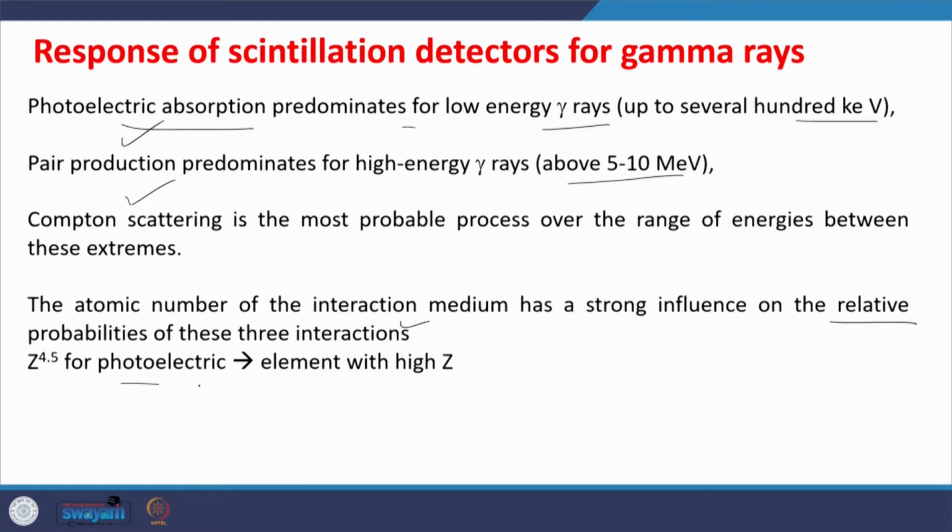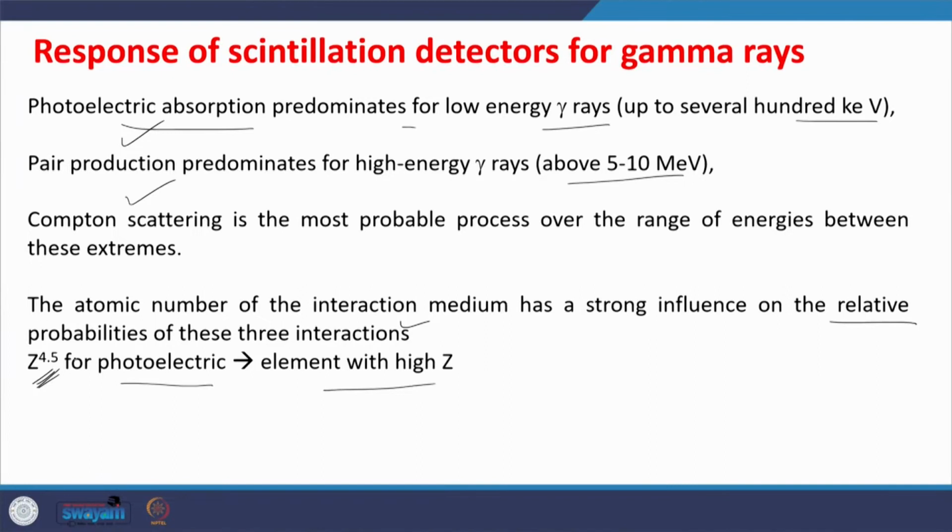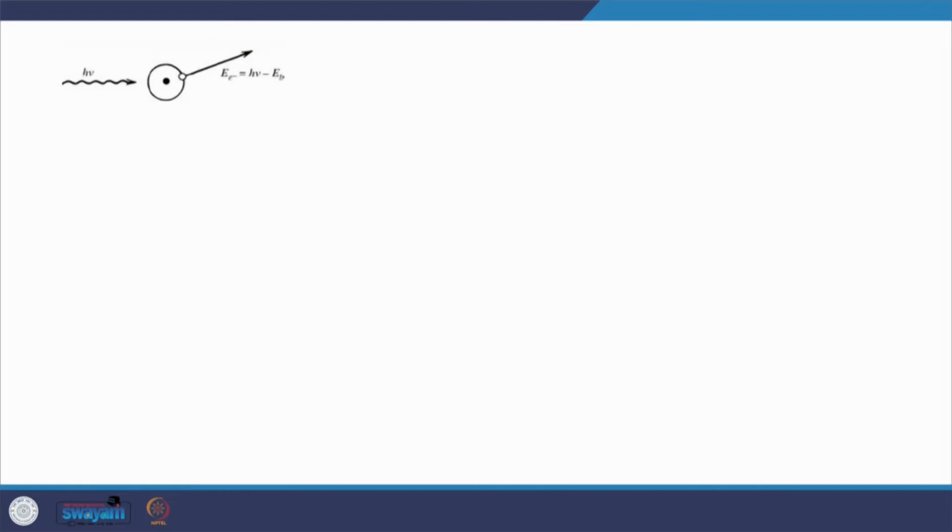So, for the photoelectric effect, an element with high Z is preferred. An element with high atomic number possesses high photoelectric effect probability, because it is given as Z to the power of 4.5. This is the reason high Z materials are preferred for allowing the photoelectric effect to happen when gamma rays interact with those materials. Here you can see the incident photon ejects the electron.